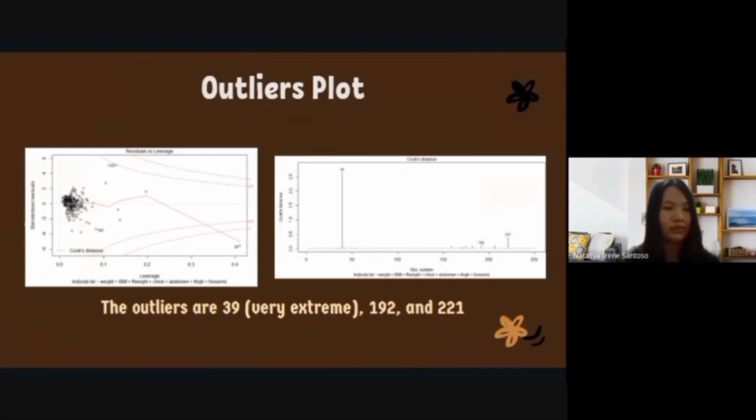From the outlier plot, it can be seen that the data consists of 3 outliers, which are 39, which is a very extreme value, 192, and 221. To make the new model more accurate, the outliers could be removed.